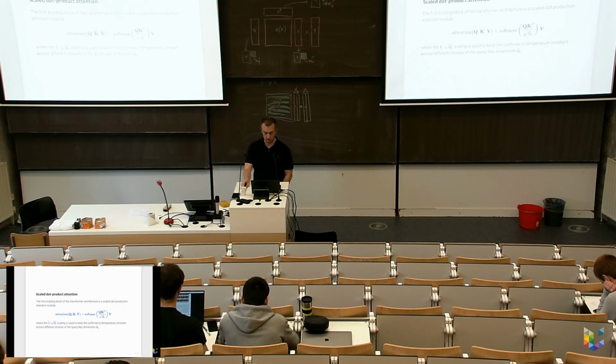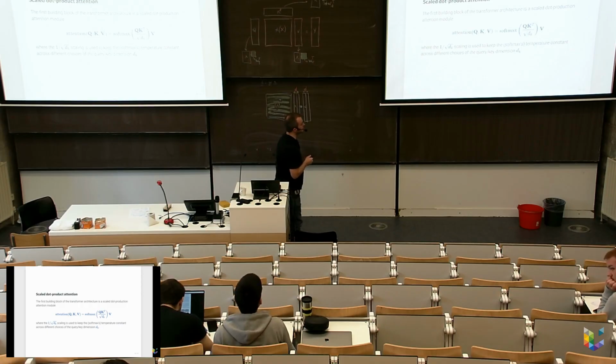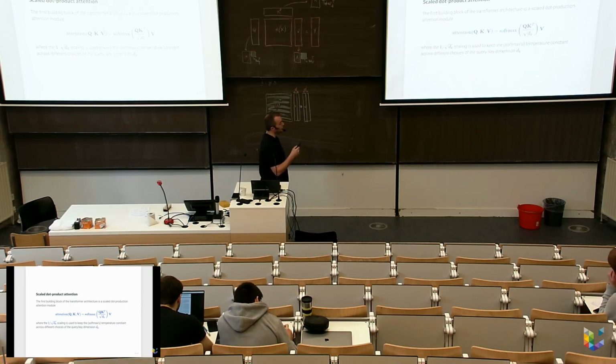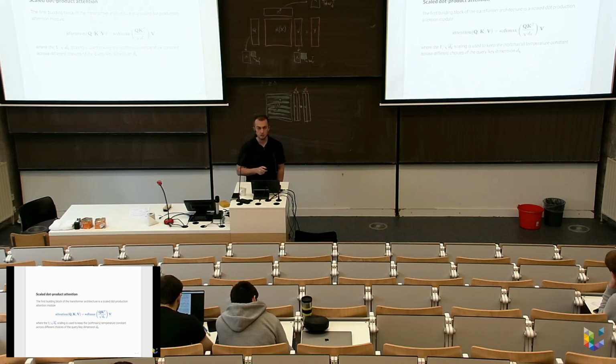We assume that we have query, key, and value matrices, and we compute the attention by doing the matrix product of Q and K transpose. We rescale by the square root of the dimension of the token vectors. We apply softmax row-wise, and then we multiply the resulting attention matrix with the values to produce the output of the layer.